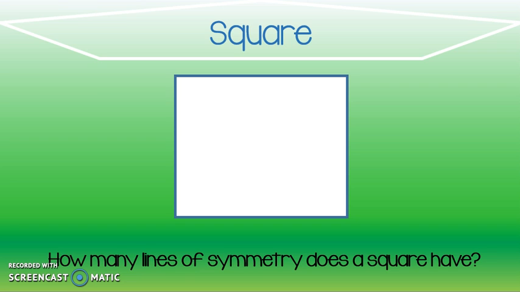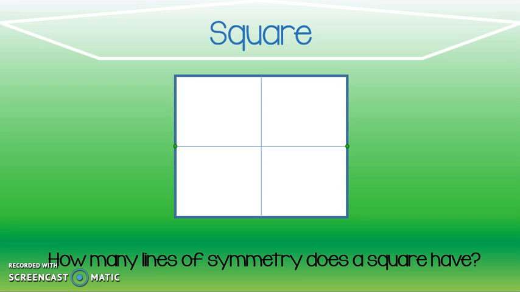What about our square? How many lines of symmetry does a square have? Think about that. If I were to draw a line right down the middle, if I folded this in half, we would have one line of symmetry there. If I were to fold it in half this way, I would have another line of symmetry. So what that tells you is that we could fold a square two ways and have a line of symmetry.